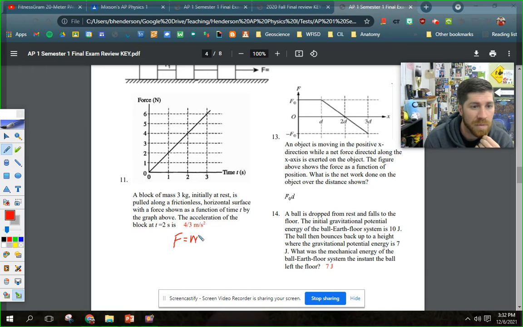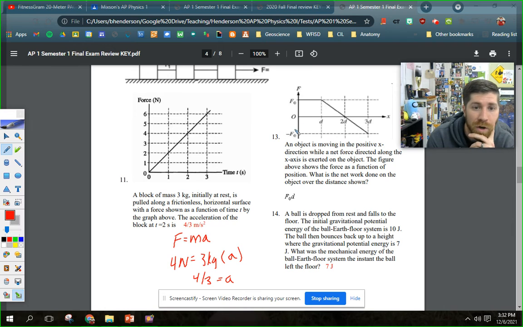So all we would have to do then, force is equal to mass times acceleration. That's hopefully an equation you all learned, which means that the force, 4 newtons, would be equal to the mass, 3 kilograms, times the acceleration. So if I want to find the acceleration, it would just be 4/3. Okay, hopefully that was one y'all were able to figure out.